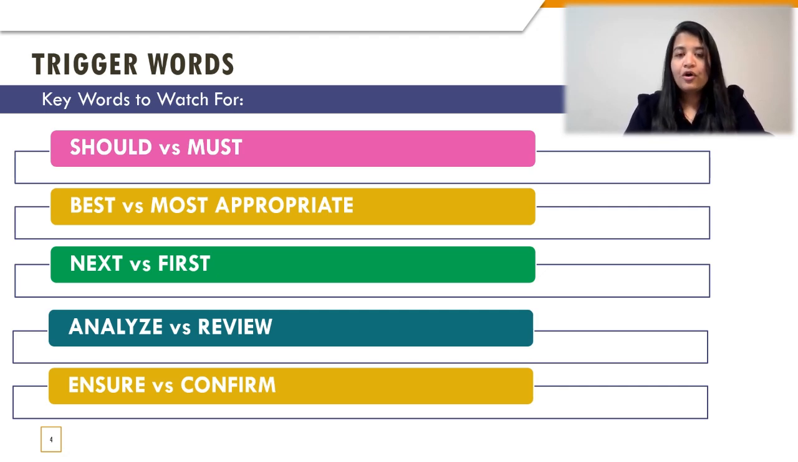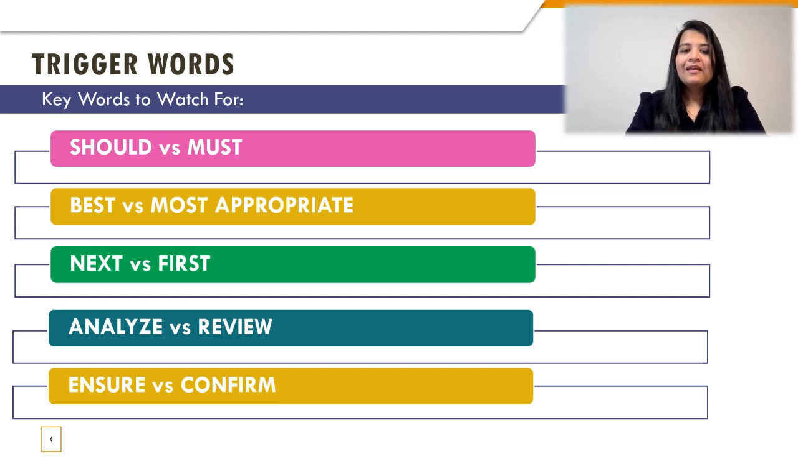Next is ensure versus confirm. Ensure is taking the necessary steps to guarantee that a particular task is completed, and confirm is verifying or validating the existing status that has been reported to you. That is, you are confirming that whatever you have been told is actually correct. For example, if I say ensure requirements are met, that is a proactive approach, which is to take the necessary steps to guarantee that the stakeholders are satisfied.